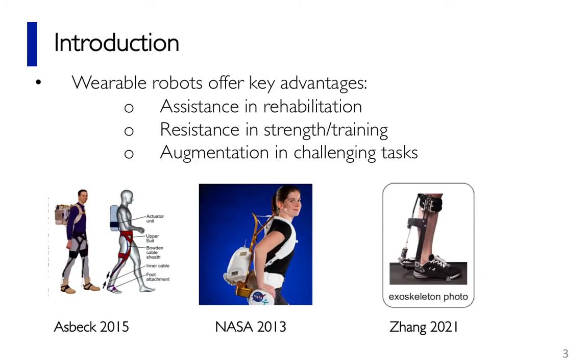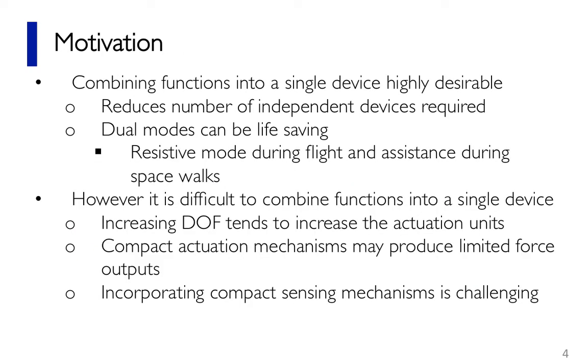The ubiquity of wearable robotic devices has been steadily increasing over the last couple of decades. Partly this is because wearable robots have shown key benefits in providing assistance in rehabilitation, resistance and strength training, and in augmenting human capabilities in performing challenging tasks. While the advantages provided by wearable robots in the previous slides certainly improve our lives, it is even more desirable to have devices that combine those functions.